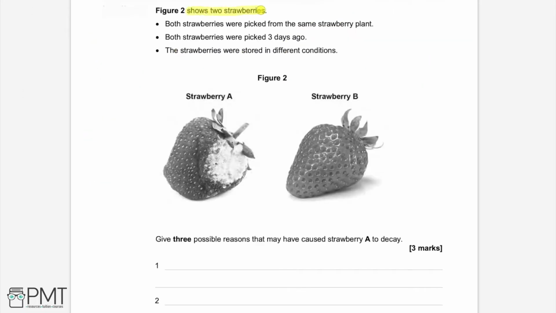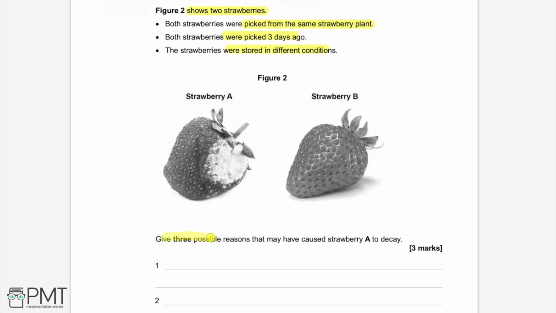Figure 2 shows 2 strawberries. Both strawberries were picked from the same strawberry plant. Both strawberries were picked 3 days ago. The strawberries were stored in different conditions. Well, looking at figure 2, we can see that strawberry A has a large patch of mould on it, and looks generally more withered than strawberry B, which is in perfect condition.